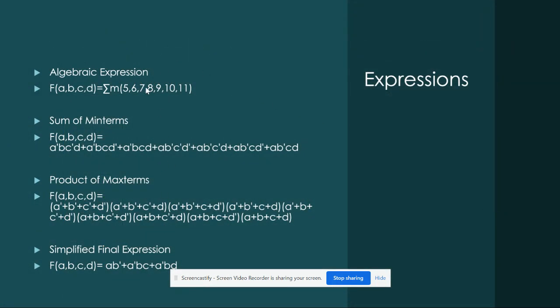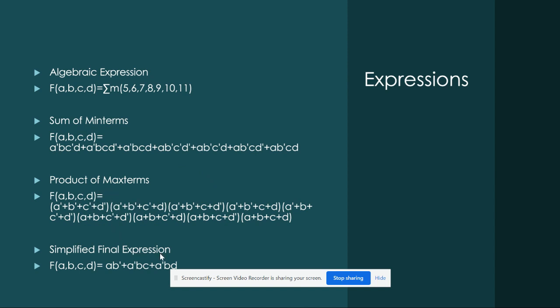We have four expressions: the algebraic expression, the sum of min-terms, the product of max terms, and the simplified. Algebraic is that big chunk of terms you saw. The sum of min-terms is basically just the sum of those. The product of max terms is the opposite.